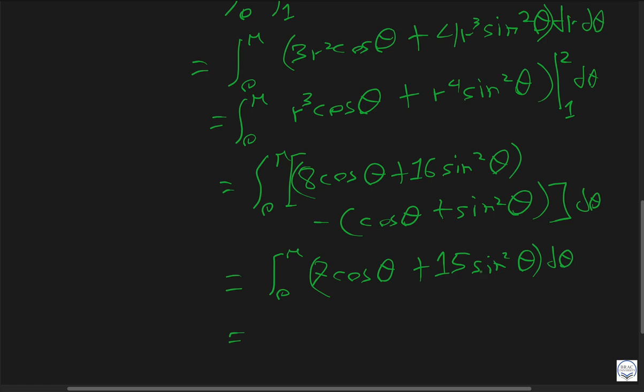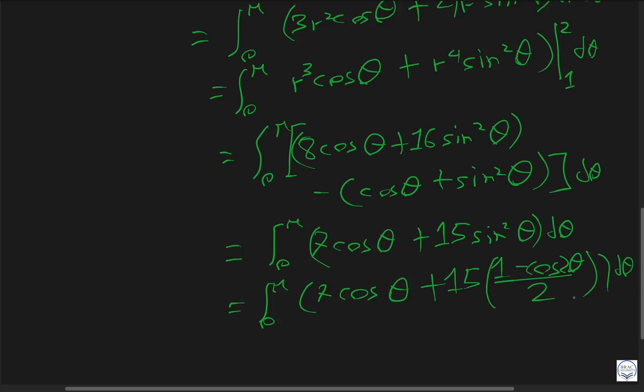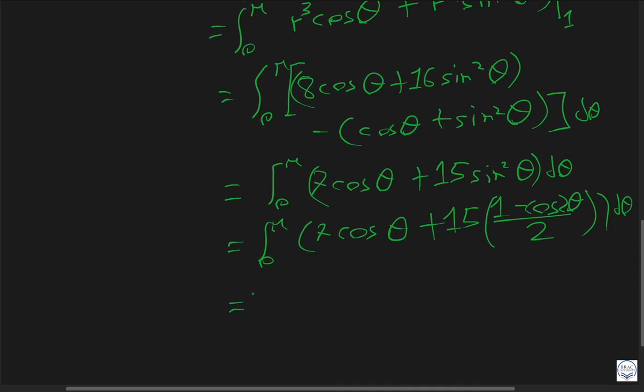So we have to substitute sine squared theta with 1 minus cos 2 theta divided by 2, which we do for evaluating the integral of sine squared theta. So we do 1 minus cos 2 theta divided by 2 d theta.